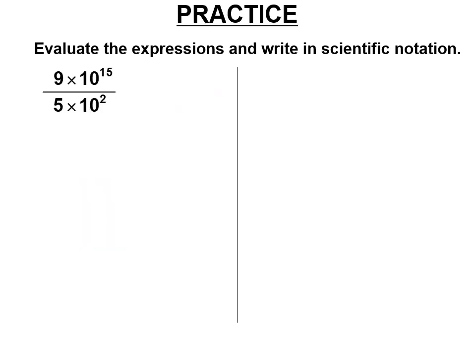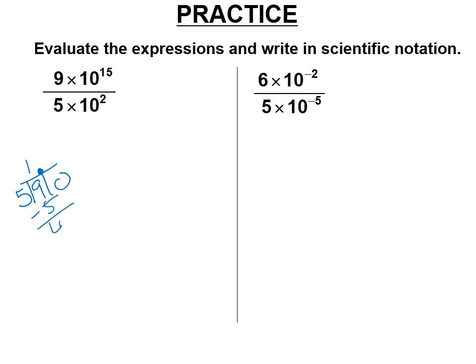Word practice. 9 divided by 5. It's the top divided by the bottom. So that goes in once. Goes in 8, so it's 1.8. I'll finish this. 1.8 times 10, 15 minus 2, 13.